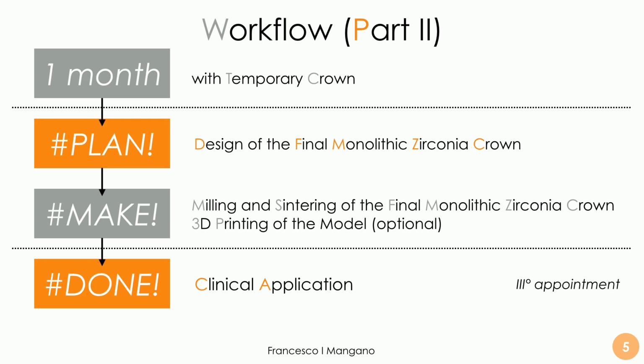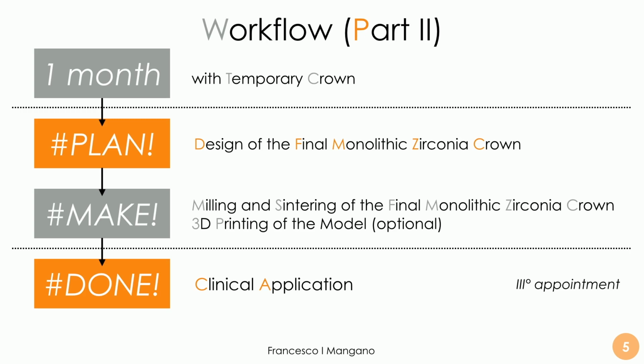Then we have the making of it, the milling and sintering of the final monolithic zirconia crown. We use translucent monolithic zirconia crowns very often, particularly for the posterior area. And the 3D printing of the model is optional, only in the case that we need to veneer on a model. So the dental technician needs to veneer on a model for particular aesthetic needs when we use a coping or a framework, but usually when we use a monolithic zirconia crown or monolithic bridge, there's no need of a model, so we proceed model free, and that's the clinical application.